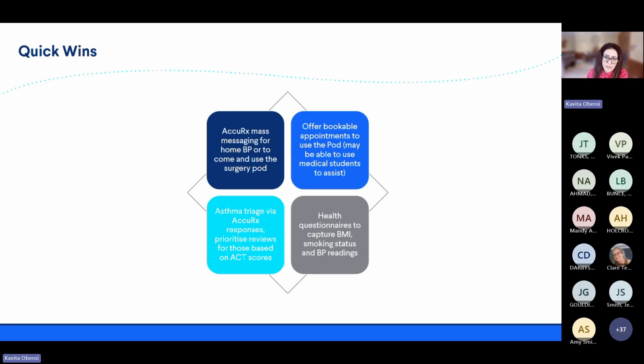So think about all the digital tools you have in your systems to capture BMI, smoking status, and BP readings. Some really quick wins, and it has worked for some of the practices who are at this stage and looking to maximise those numbers with digital tools.